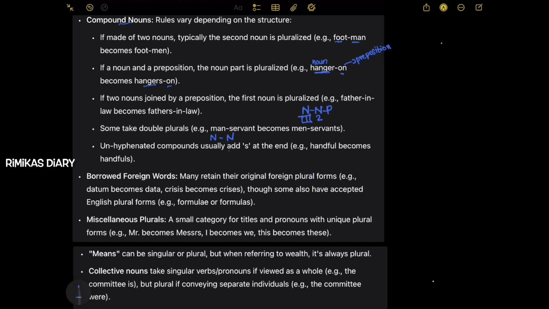Unhyphenated compounds usually add s at the end. Compound words that don't have a hyphen between them just add s at the end. For example, handful, handfuls. Rainbow is a compound word and it doesn't have any hyphen in it, so it just adds s at the end. So it will be rainbows.